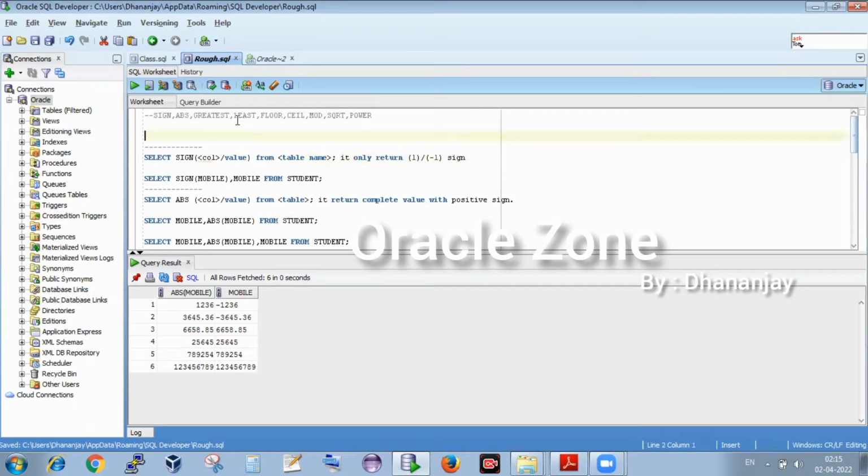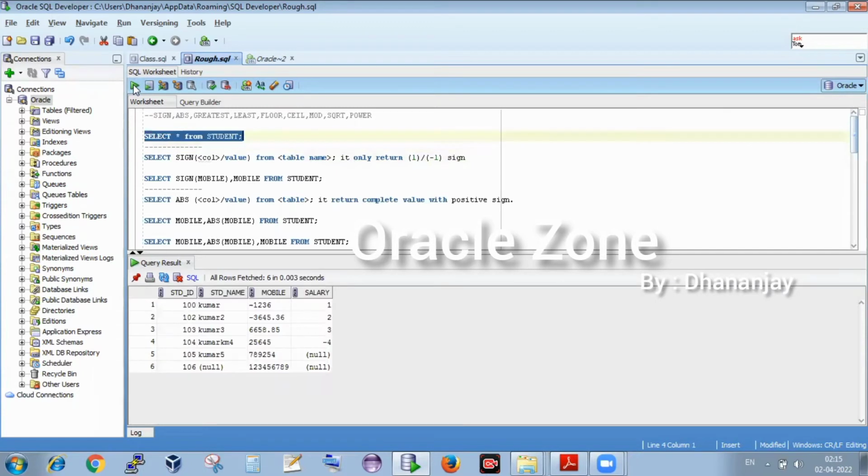Just a second, let me execute one query, that is select star from table name, so you will get more idea. So these are our tables. Okay, student table, in which I am considering the salary column. In the salary column we have data like 1, 2, 3, -4, null and null.